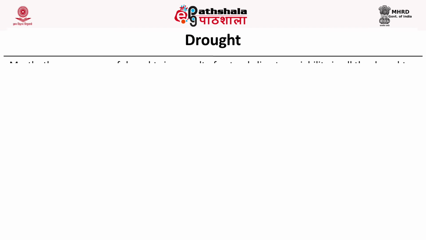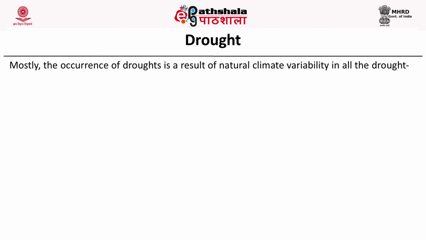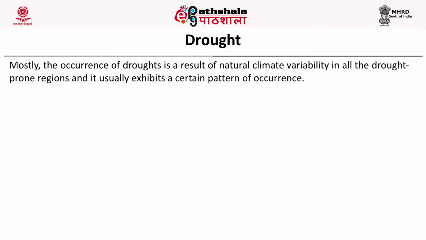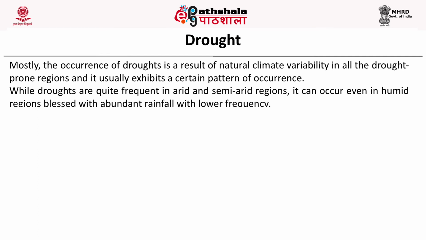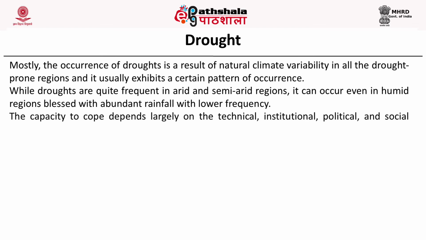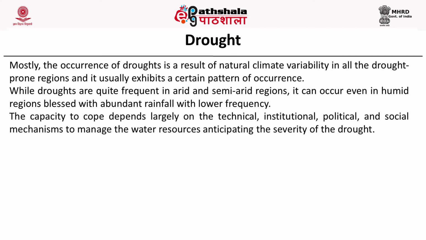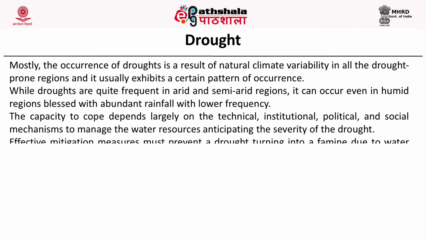Mostly, the occurrence of droughts is a result of natural climate variability in all the drought prone regions and it usually exhibits a certain pattern of occurrence. While droughts are quite frequent in arid and semi-arid areas, it can occur even in humid regions blessed with abundant rainfall but with a lower frequency.